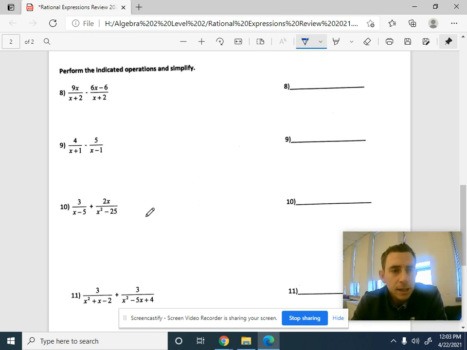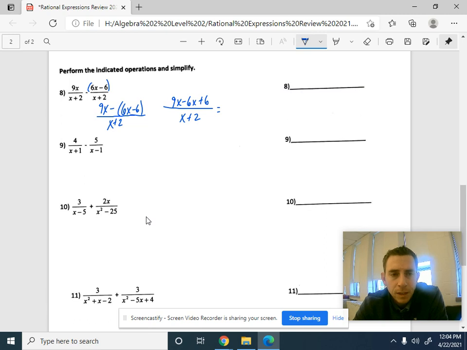Now, in something like number 8, you'll notice the denominators are the same, which means you don't have to make what's called your least common denominator. You would just have to add or subtract whatever is in the numerator. Now, be careful here because it is subtracting, but you're subtracting the quantity, not just one term. In other words, make sure you distribute that negative.